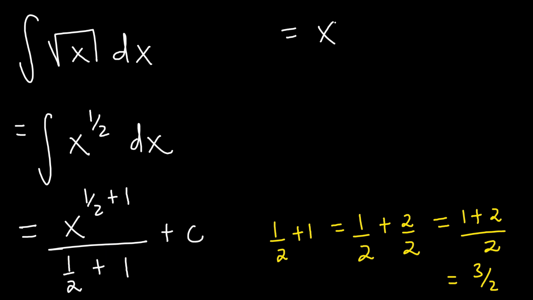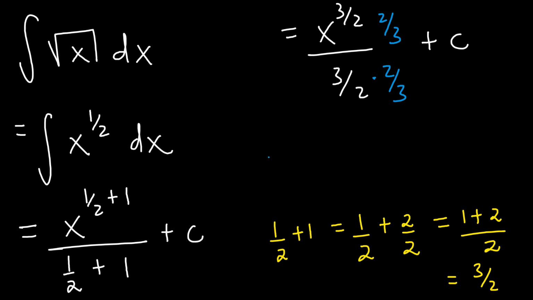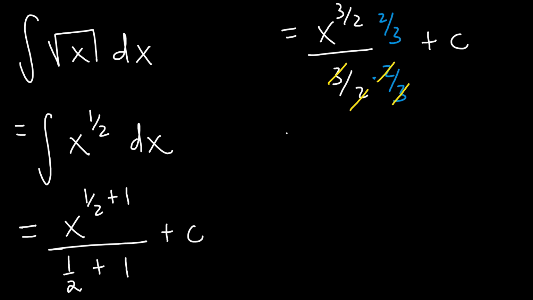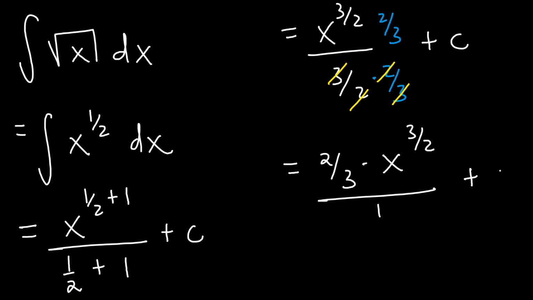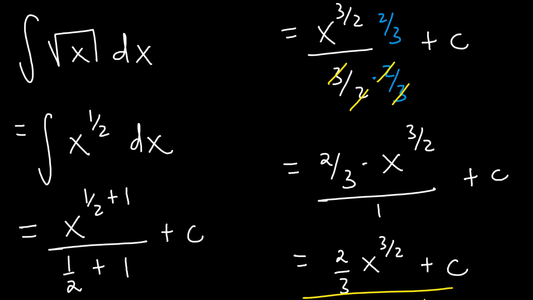This will give us x to the power of 3 divided by 2 and then divided by 3 divided by 2 plus c. Now to simplify this, let's multiply this by 2 divided by 3 and also multiply this by 2 divided by 3. This will cancel with that and also this will cancel with that. And so we shall have 2 divided by 3 times x to the power of 3 divided by 2 and then divided by 1 plus c, which will be equal to 2 divided by 3 times x to the power of 3 over 2 and then plus c. And that's our answer. Now you solve this.